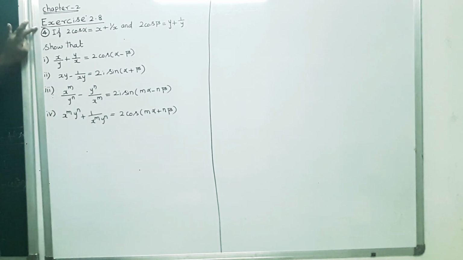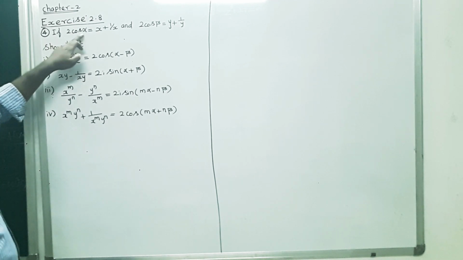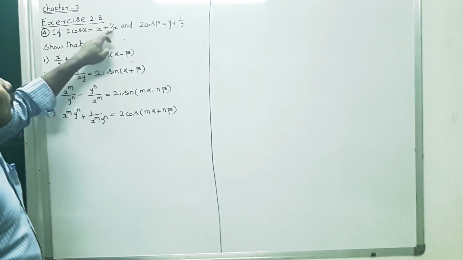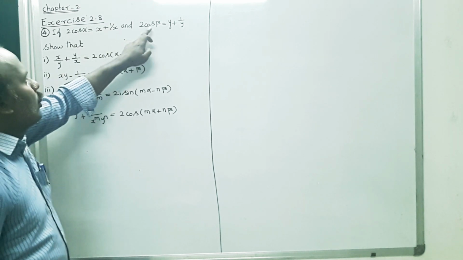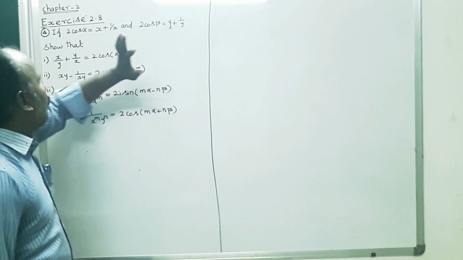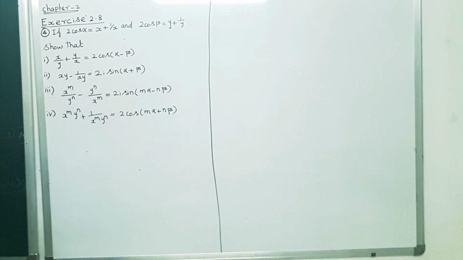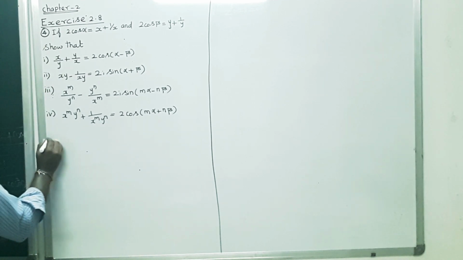Chapter 2, exercise 2.8, fourth sum. If 2 cos alpha is equal to x plus 1 by x and 2 cos beta is equal to y plus 1 by y, show that the four results. Solution.